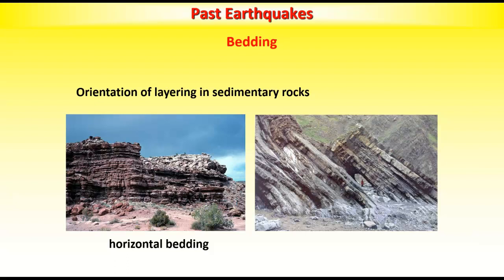And so when we see bedding that is not horizontal, it can give us an indication that maybe an earthquake occurred here or there's a fault nearby, but certainly that there was some stress applied in this area. And so we can use that to help us figure out what's happening here. Or, like I said, look at past earthquakes.